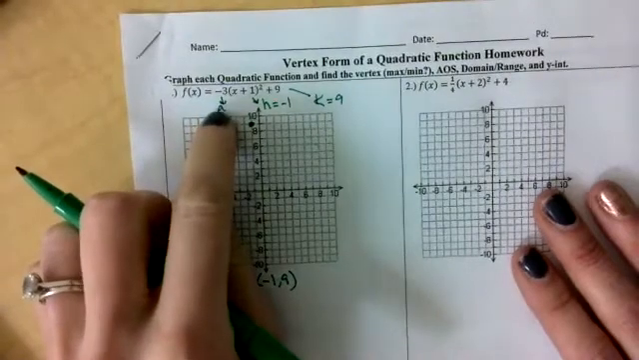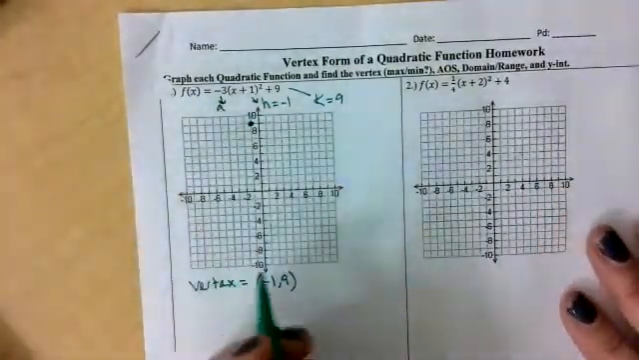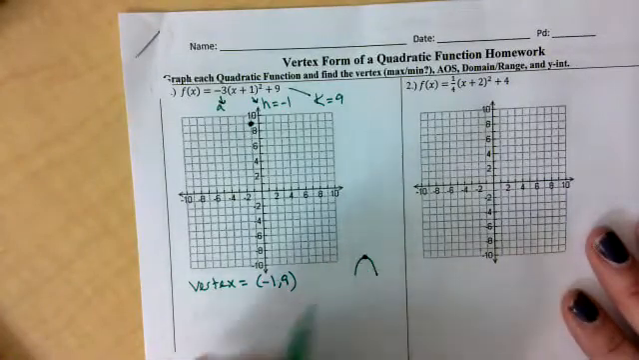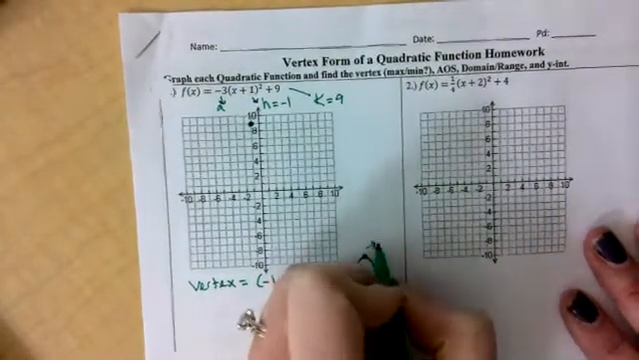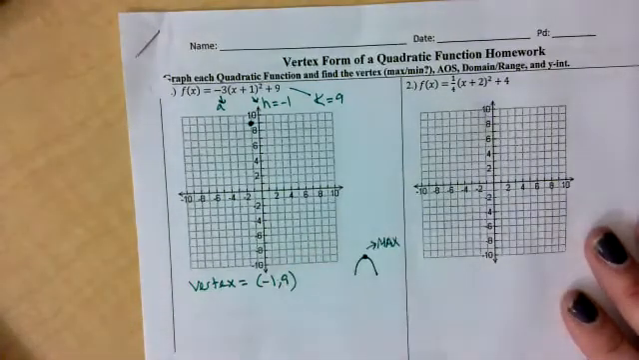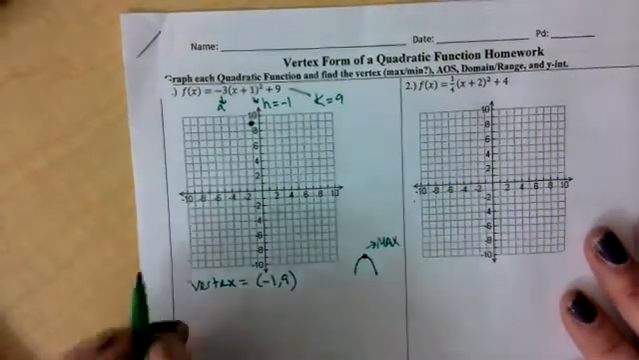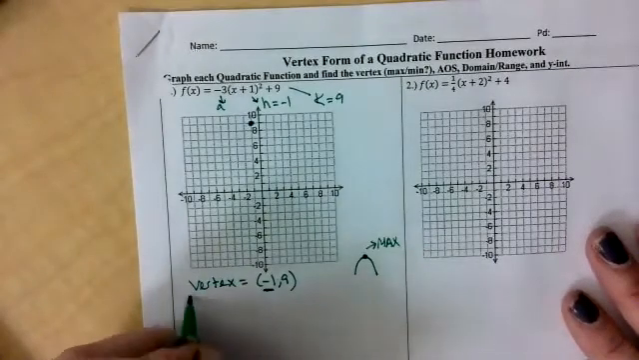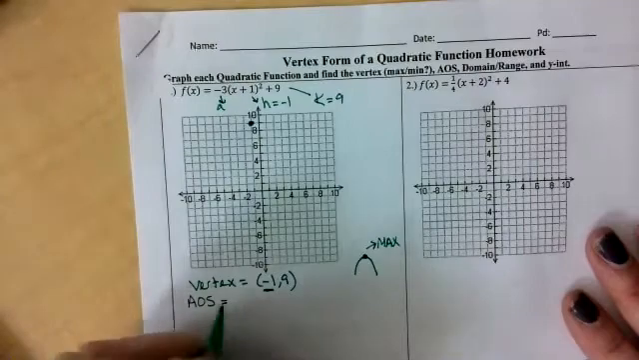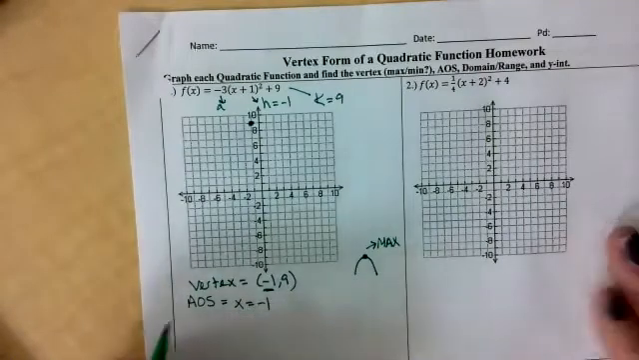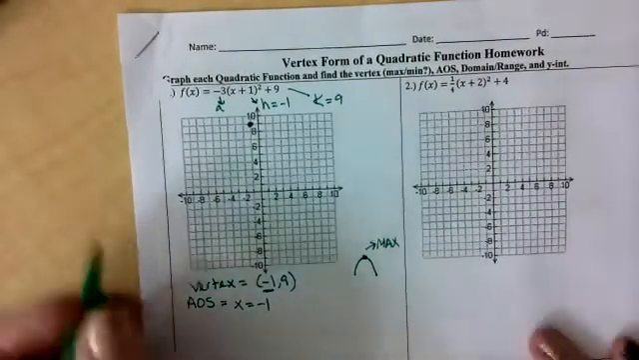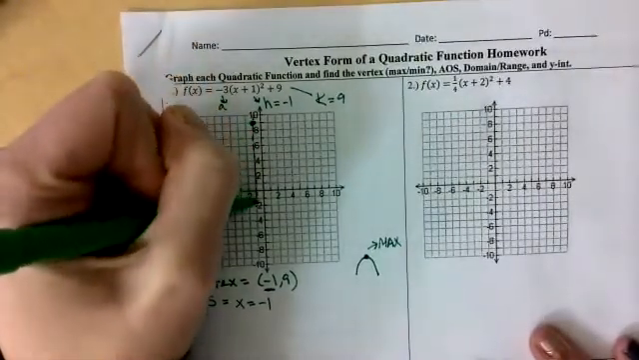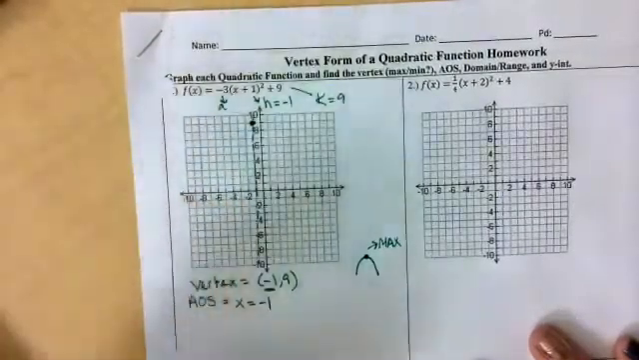Because we have a negative a, we know that our graph is going to open down, which means we will have a highest point, which is a max. Also, because we know that our h is -1, my axis of symmetry is going to be x equals -1. So this will be a dashed line that we can draw in here through x equals -1.